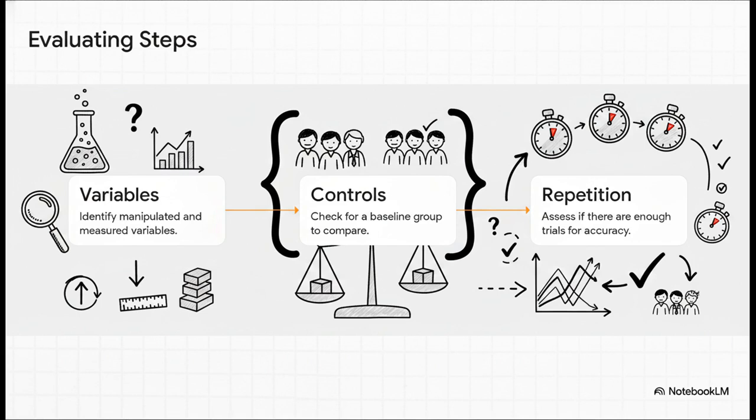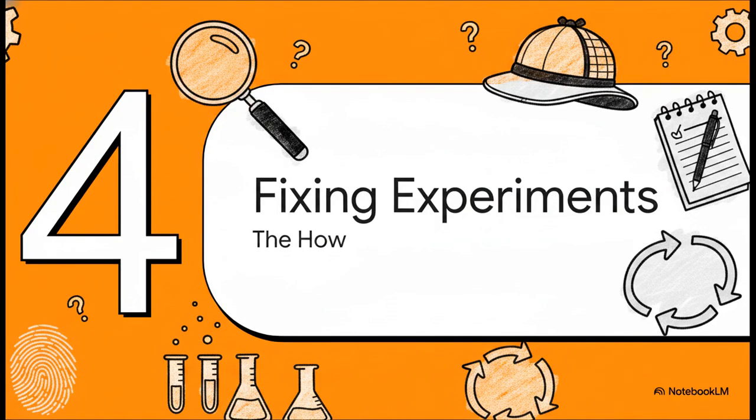And step 3, assess repetition. Did you do enough trials? Because one try is never, ever enough in science. All right, Section 4, the how, fixing flawed experiments.